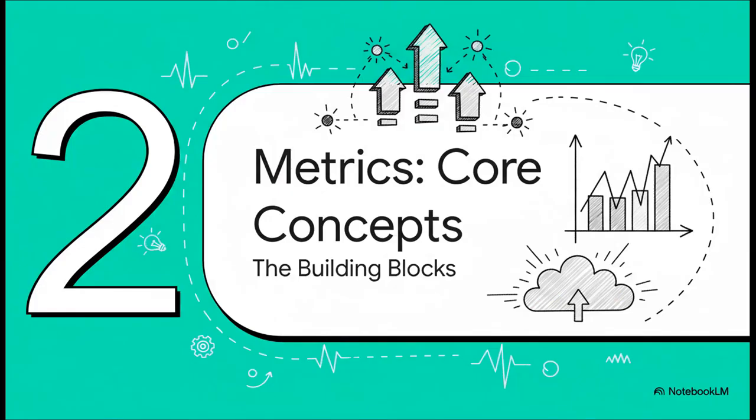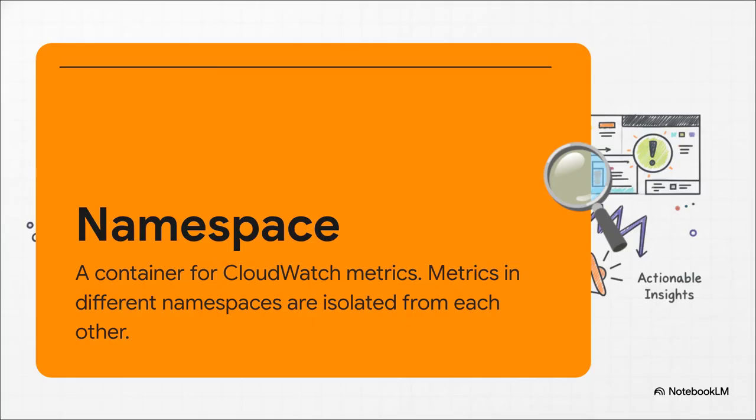Okay, so before we can do all the cool stuff, we've got to learn the language. Let's break down the absolute core concepts of CloudWatch. I promise, once you get these building blocks down, everything else is going to click into place. First up, the namespace. Honestly, the best way to think about this is just as a big container or a folder that keeps your metrics organized. So all your EC2 metrics live in the AWS/EC2 namespace, and they're kept totally separate from your Lambda metrics, which are in AWS/Lambda. It's a simple but crucial way to keep everything tidy.